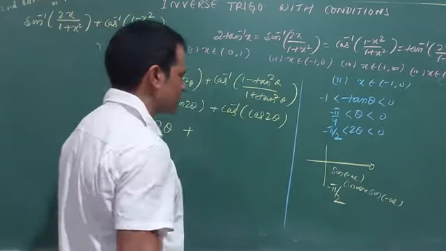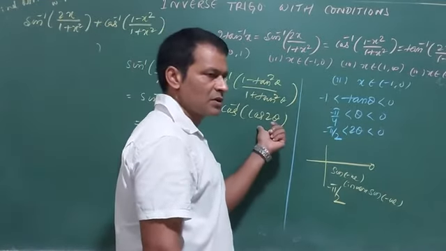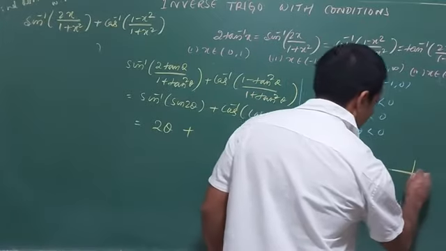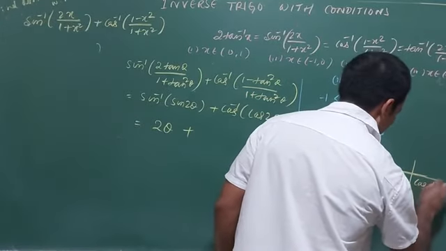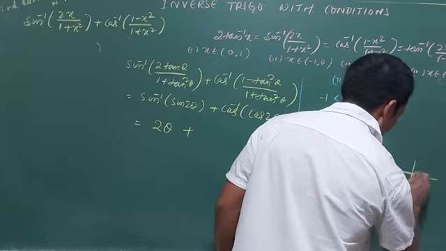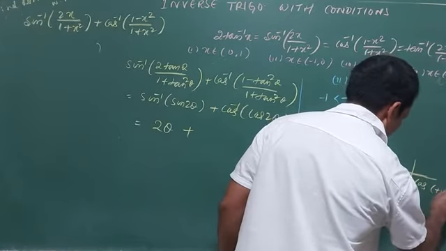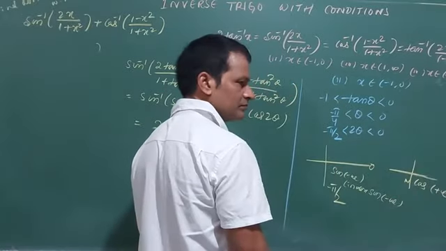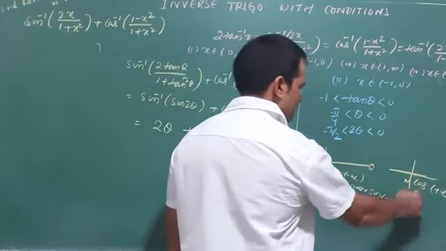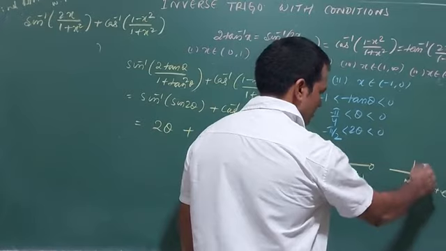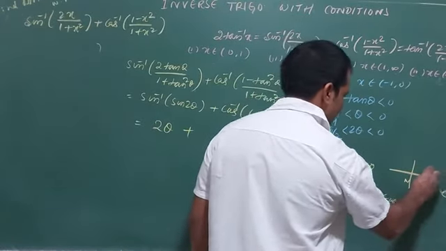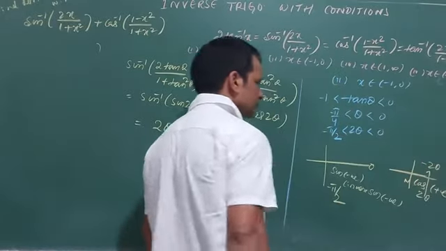But what about cos? What about cos here? In normal trig, cos is positive here. So I have to shift my value to this quadrant. Alright? So it is 2 theta here, and I shift my value to minus 2 theta.